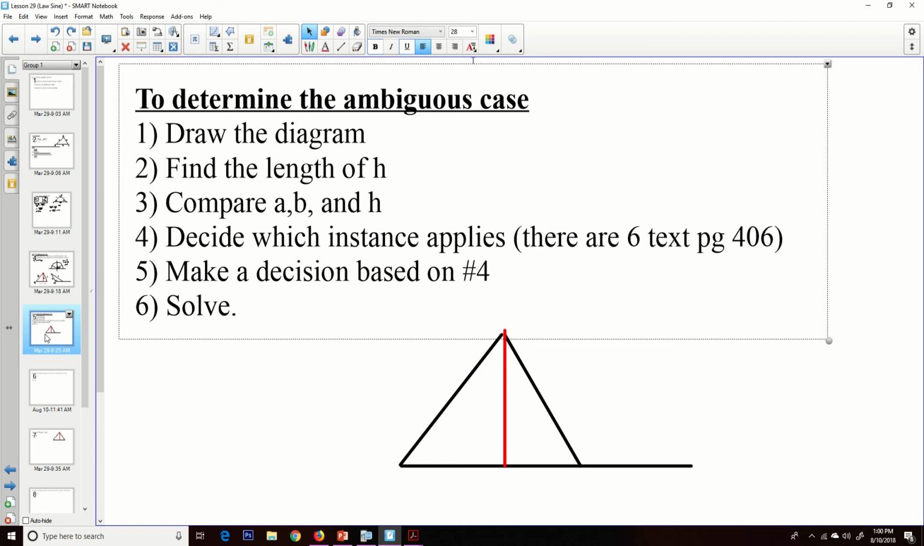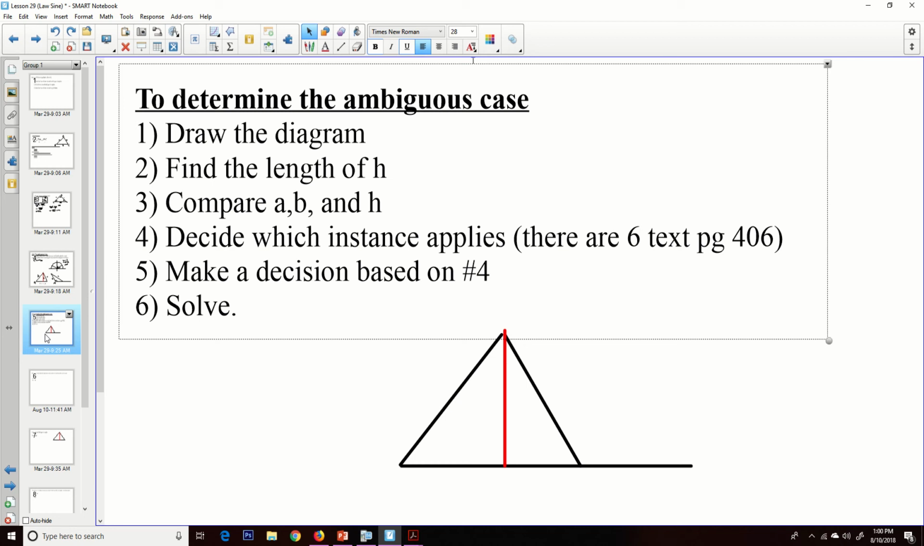So just a real quick little process of how we're going to determine the ambiguous case. We're going to draw the diagram. We're going to find the length of h. We're going to compare a, b, and h, and decide which instance applies. And again, there are 6 instances on page 406. We're going to make a decision based on that, and then we're going to solve.